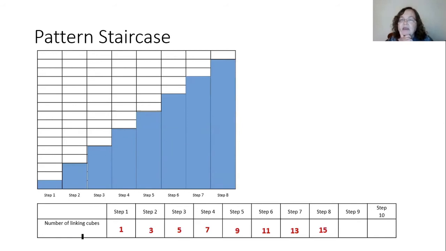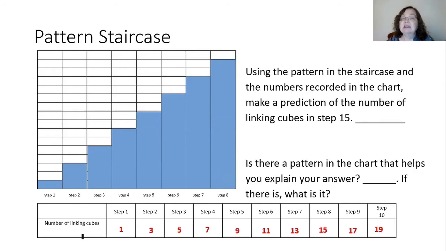And then, oh my goodness, they did something. They have 2 more steps that I don't have any pictures to color. So what did you put down for step 9? 17. And then step 10, 19. Wonderful. So now let's look at your practice set.